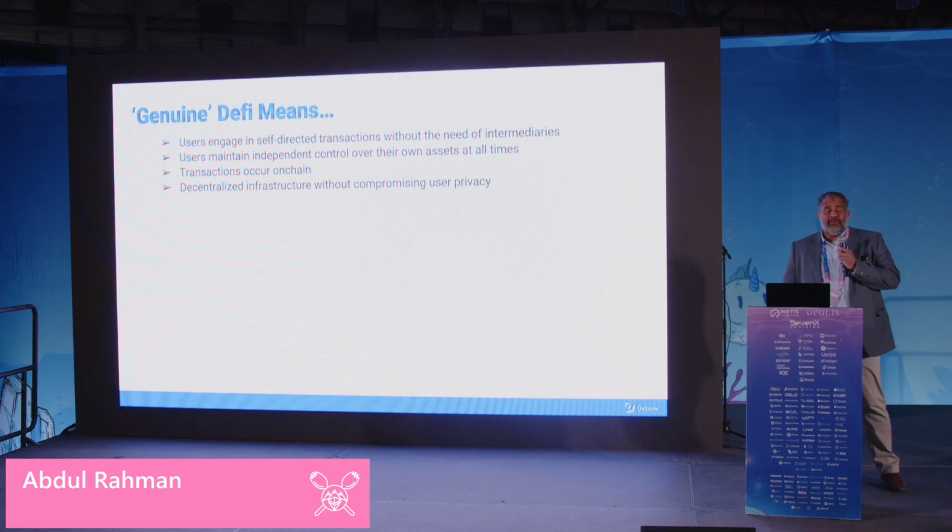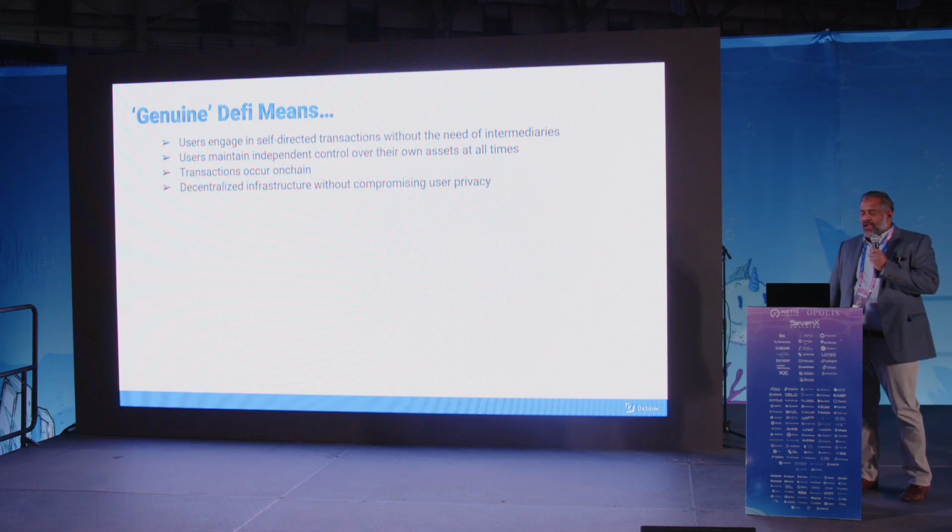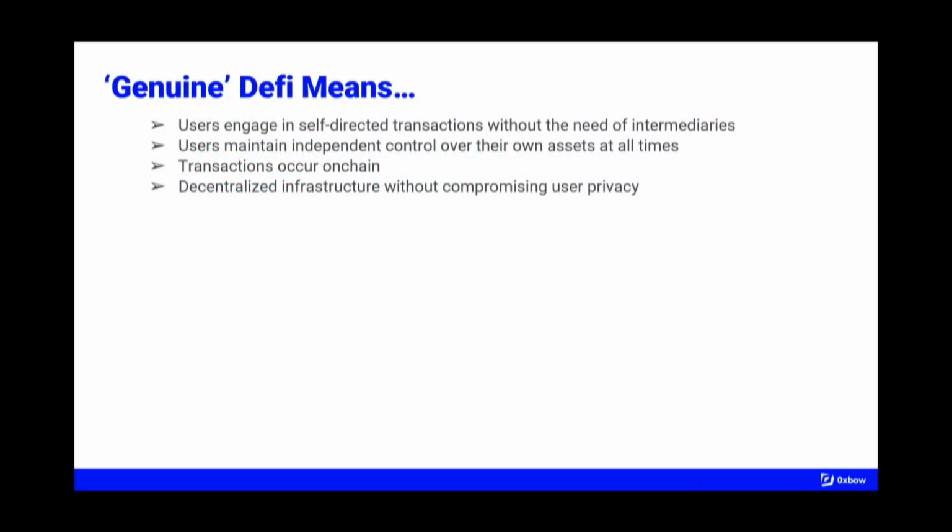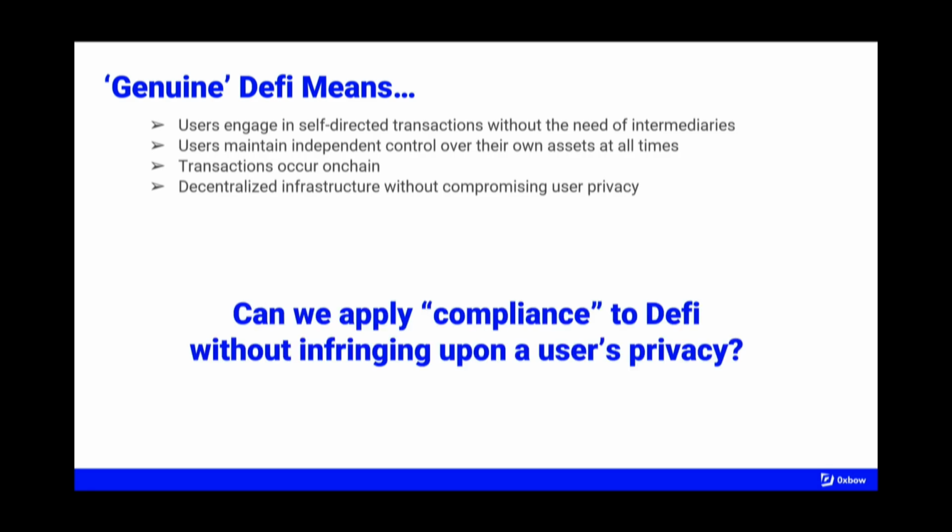So I wanted to start with a definition first for DeFi, or what genuine DeFi means. And I think everybody's aware of this. This is just a slight review as we set the stage for how we can implement compliance. Users engage in self-directed transactions. They maintain independent control. The transactions occur on chain. And one thing that's key here, really the punchline, is decentralized infrastructure without compromising user privacy. So really the theme of the talk today is, can we apply what we understand as compliance to DeFi without infringing upon a user's privacy or violating what privacy is as we understand it?